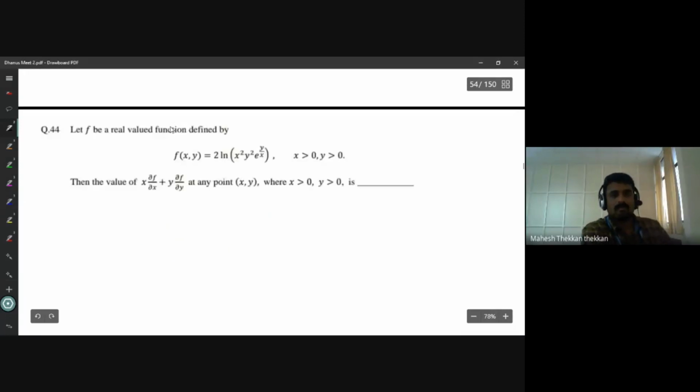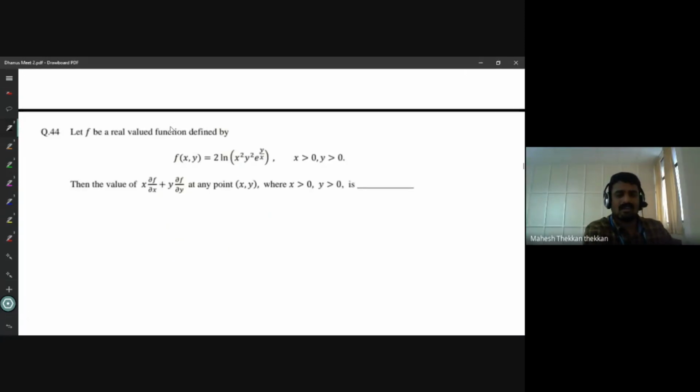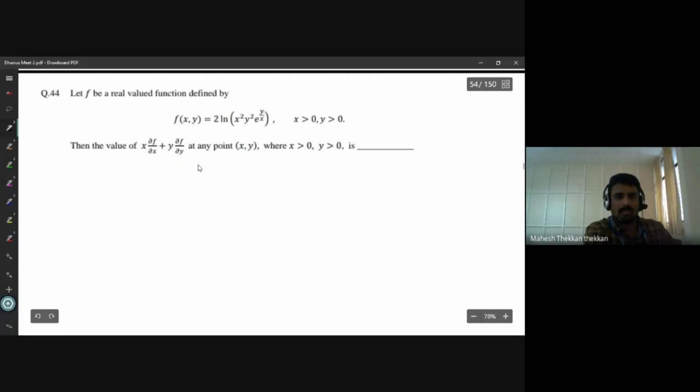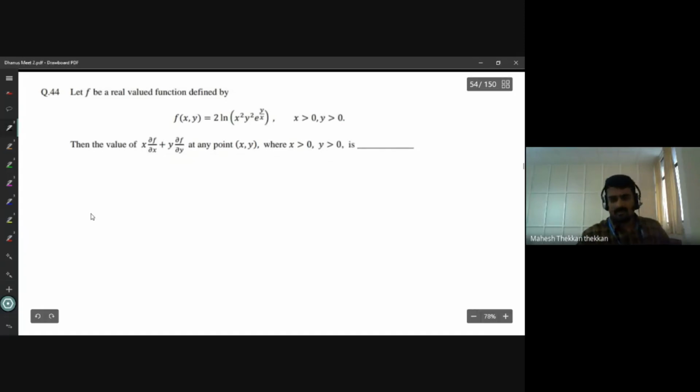Yeah, can you tell me this? These are all easy questions. I will give you some trick so you don't go directly to compute this, but you can easily get it. Very basic question. You only have to find the partial derivatives directly. That's all. You look at f here. So in this case, what is f? 2 times log of x square y square e raised to y by x.